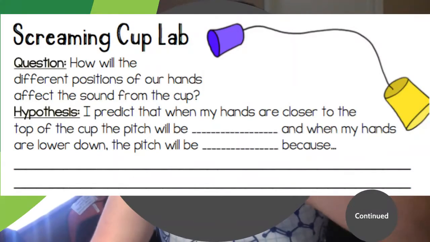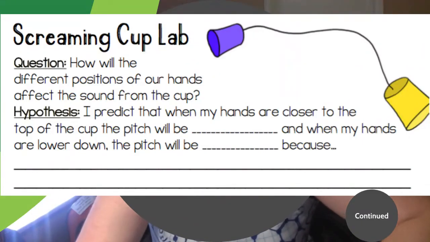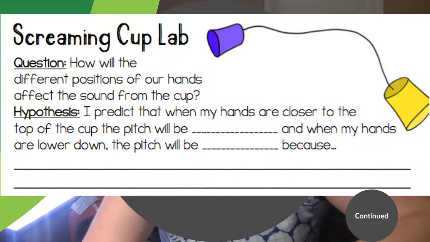Okay, we're doing the Screaming Cups lab today, and I just freaked my husband out by practicing this in my house. Our question today is, how will the different positions of our hands affect the sound from the cup? Hypothesis. I predict that when my hands are closer to the top of the cup, the pitch will be what? When my hands are lower down, the pitch will be what? Because. So let me show you the rig that we've got here.